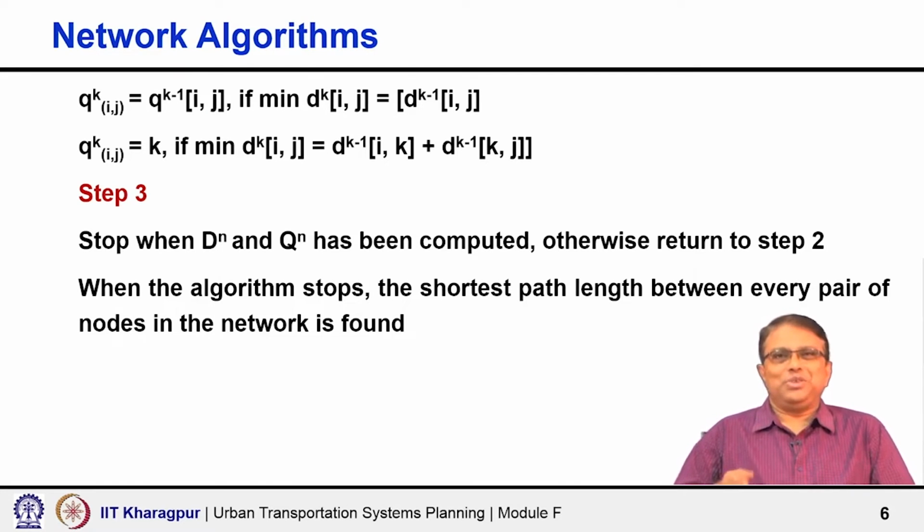For each intermediate node, I am checking whether travelling via that node I am able to reduce my distance. If I am able to reduce my distance, then I need to update my matrix. If not, I keep the same solution. And if I am updating, that is, if I find that travelling through this new node k reduces my distance, then I also need to update the predecessor matrix. That is all, very simple.